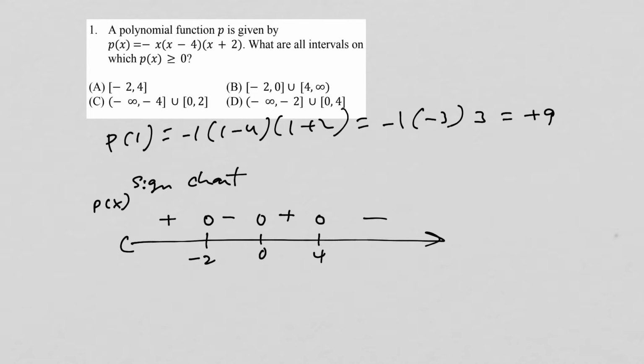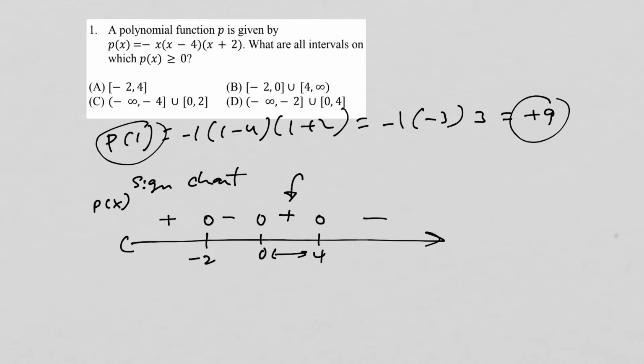But when you pick something in between 0 and 4, x is positive, x minus 4 becomes negative, and x plus 2 is still positive. And when you multiply those all together, you get negative. With this negative outside, it becomes positive. Or if you like, nothing wrong with picking a number. For instance, remember p of 1 was +9. What's true for one number in an interval is true for every number in that interval.